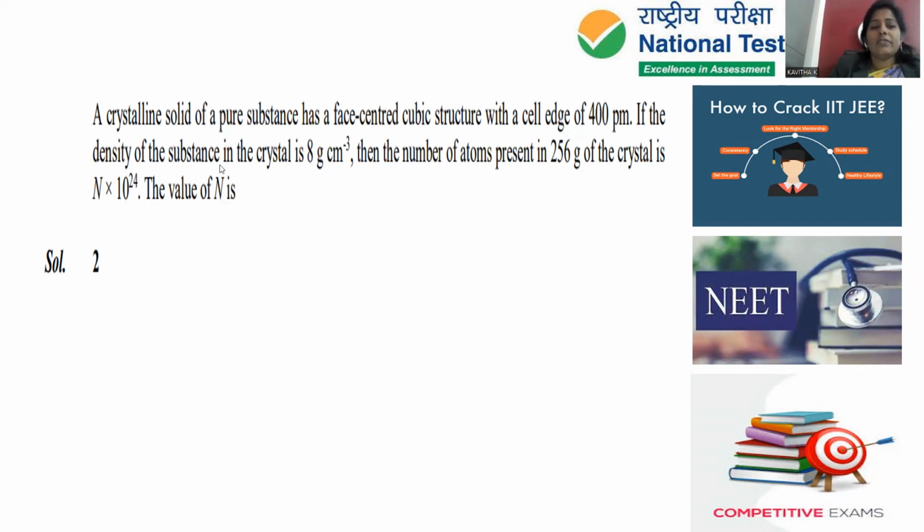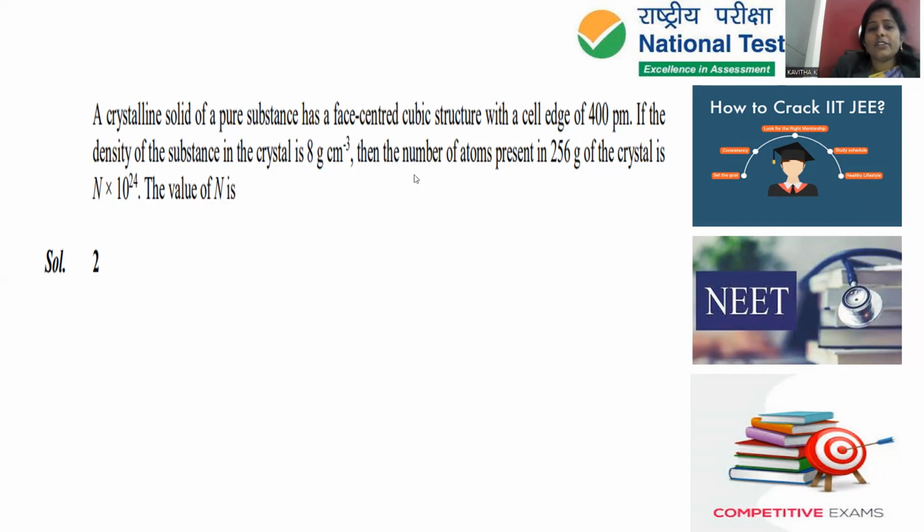If the density of the substance in the crystal is 8 grams per centimeter cube, then the number of atoms present in 256 grams of the crystal is n into 10 to the power 24. What is the value of n to be identified? The question is from solid state chemistry, where different lattice forms will be there. Among them, face-centered cubic was taken.